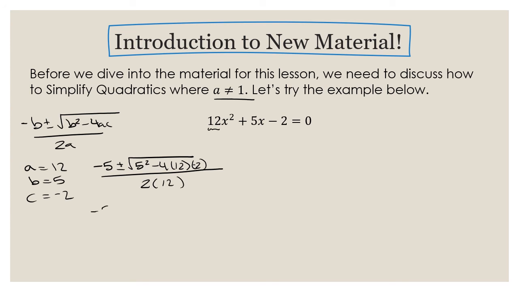Simplify this, and you're going to get negative 5 plus or minus 11 over 24. That's going to give you two fractions, negative 16 over 24 and positive 6 over 24. These will simplify. The one on the left is going to be negative 2 over 3, and the one on the right is going to be 1 over 4. Now let's write these together in the solution form, and it'll look like this. Remember that you have to write the opposite sign.